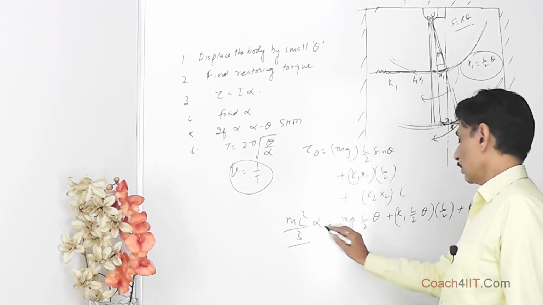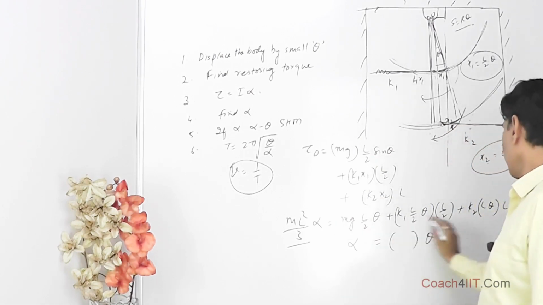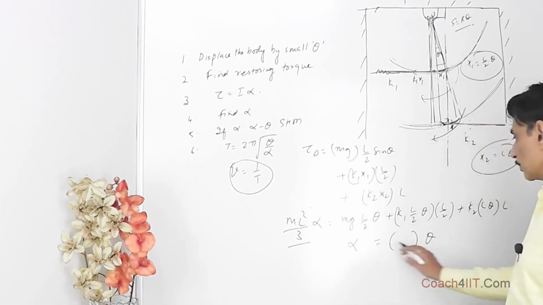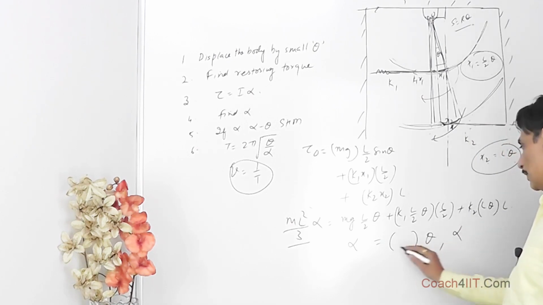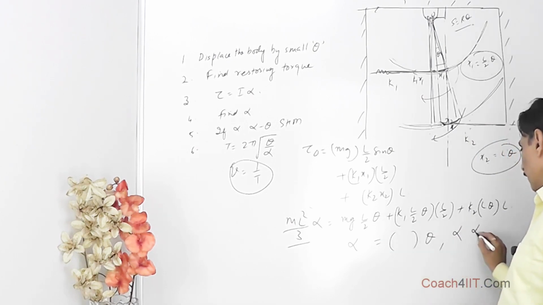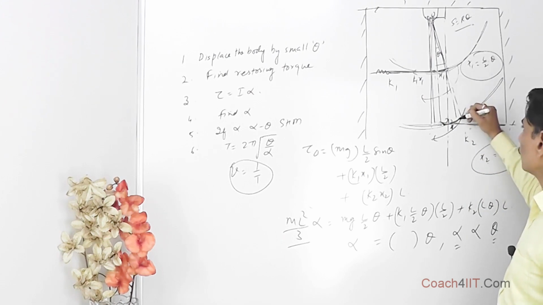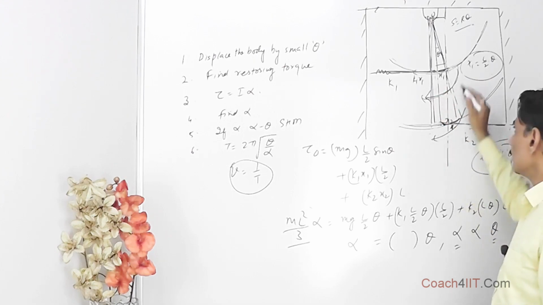So alpha will come out to be something into theta. Theta can be taken out from all these terms, and this will come in the denominator. So alpha is equal to something times theta. Also, if we remove this equality sign, alpha is proportional to theta. Also, when we move it from here to here, all the torques, be it of this force, be it of mg, all the restoring torque is in this direction. Net torque is in this direction.